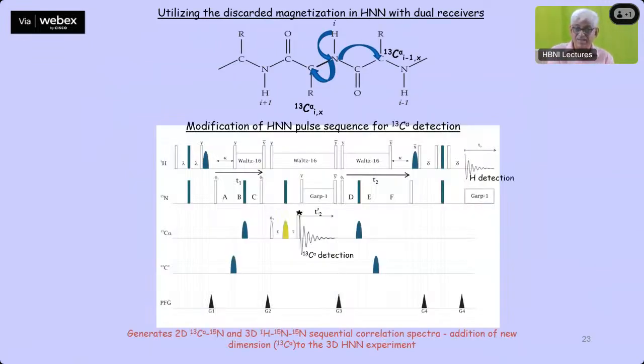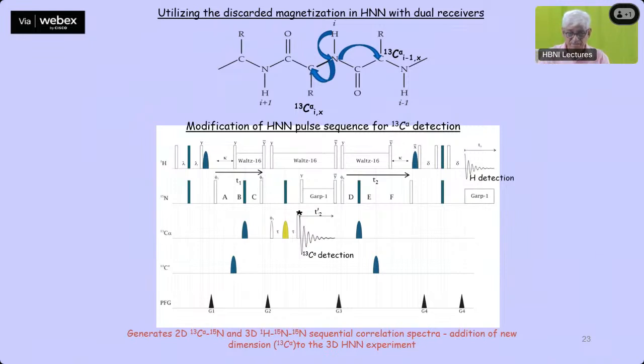Now, these are the details of the experiment which I schematically showed you earlier. The HNN experiment pulse sequence goes like this. C alpha detection happens here. Then we go back to the proton and proton detection happens here. This was the same thing which I mentioned to you earlier. You get a two-dimensional C alpha N15 correlation and a 3D H-N-N sequential correlation spectrum.